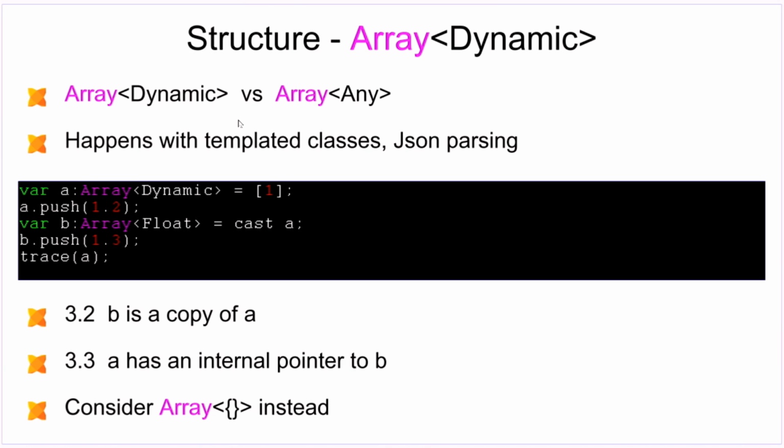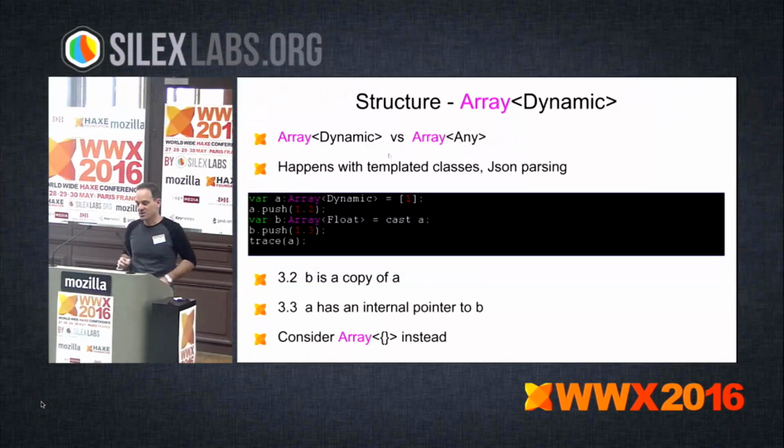But now in 3.3, the array of dynamic actually is a little wrapper and has an implementation array sitting underneath it. So at the point where I cast it to an array of float, actually it changes the underlying implementation to an array of float, which can then share with B. So in this case, A is a dynamic that's pointing to an implementation of array of float, and B is pointing to the same one, so that when I change B, A also changes.